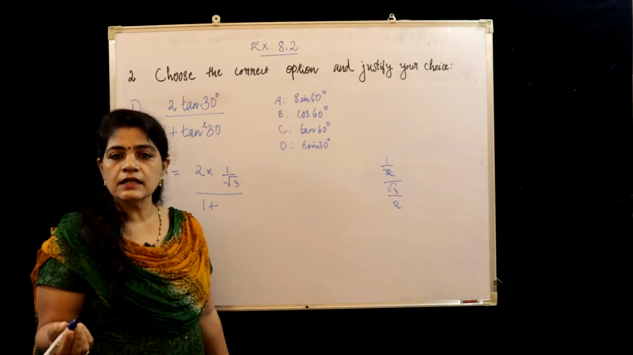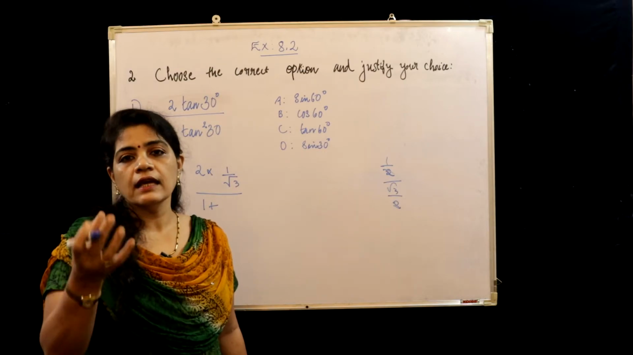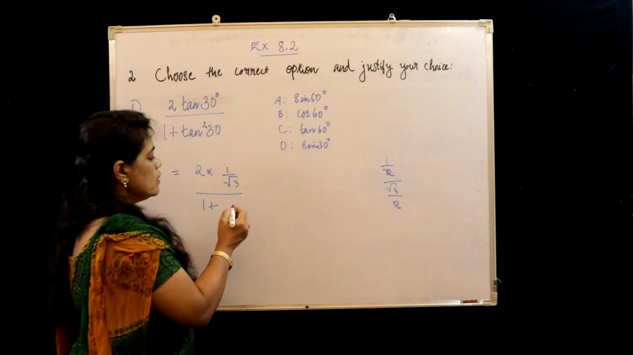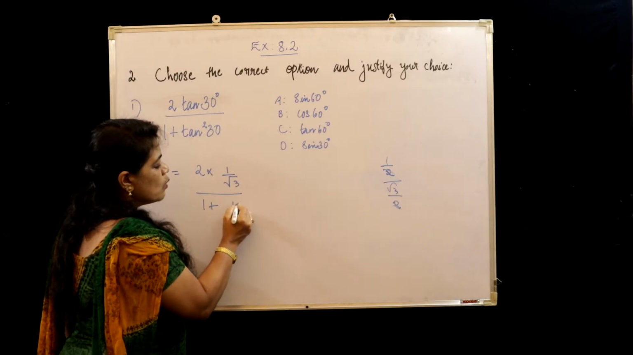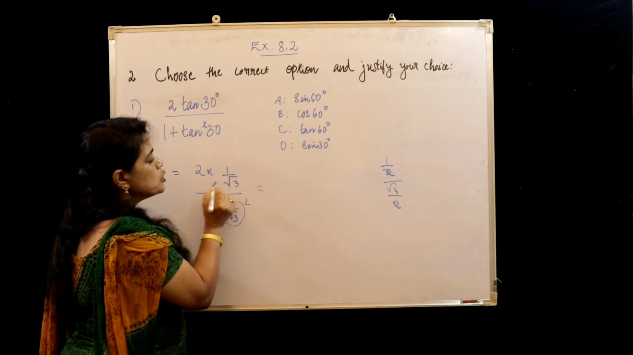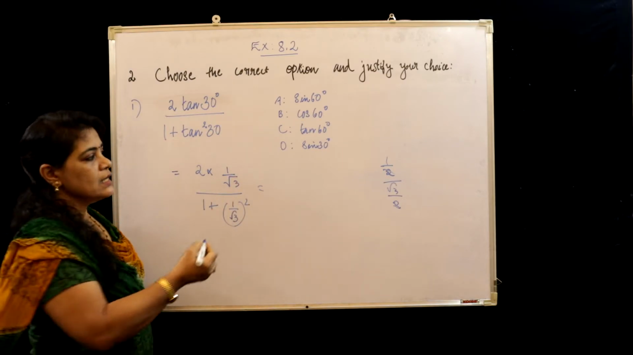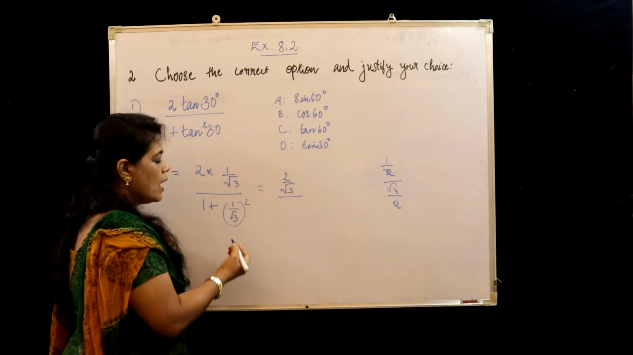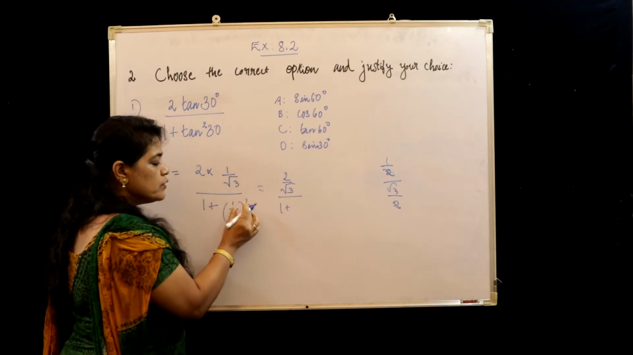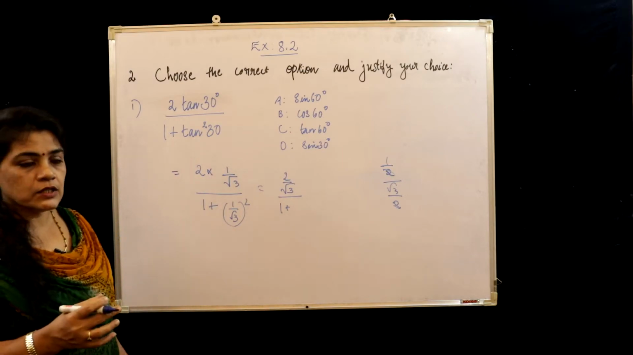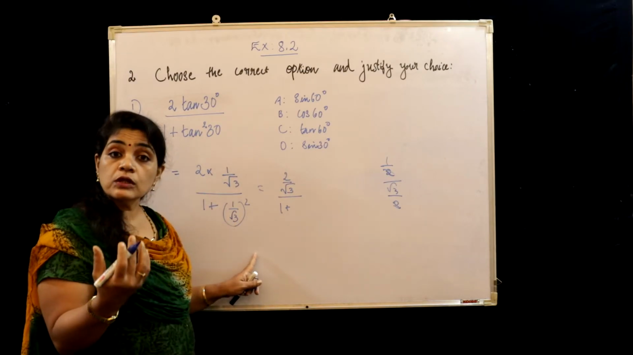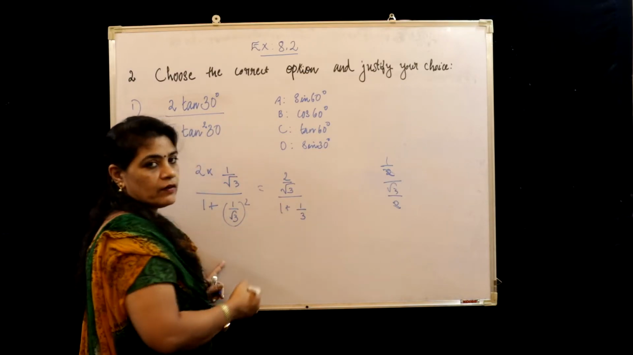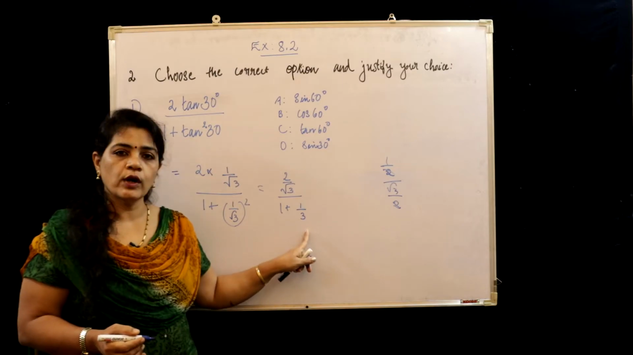What is tan square 30, children? Tan 30, then take its square. Tan 30 we have seen is 1 by root 3, whole square. So 2 into 1 by root 3 is 2 by root 3, divided by 1 plus, if you square a by b, a square by b square, so 1 square is 1 and root 3 whole square is 3 itself. So 1 divided by 3. When you square 1 by root 3, you will get 1 by 3.